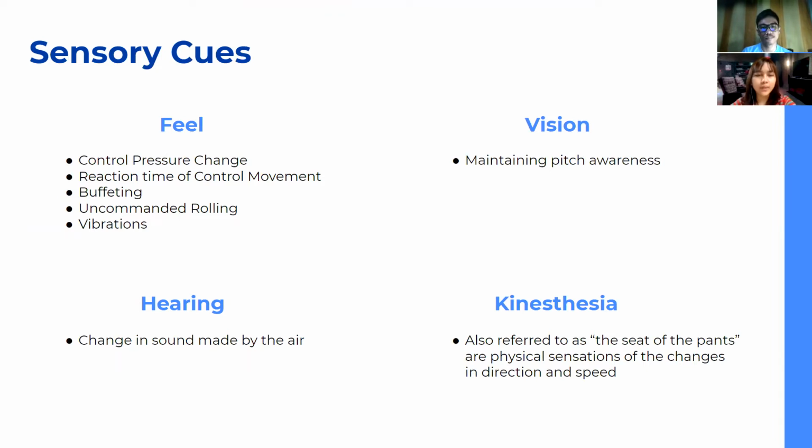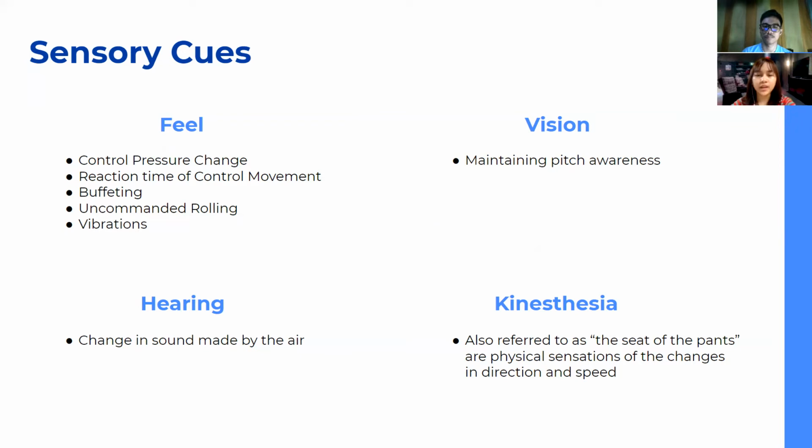When feeling, the pilot will feel control pressure change as the speed reduces. Consequently, the pilot must use larger control movements to get the desired airplane response. Furthermore, the aircraft's reaction time to control movement will also increase. From feeling, symptoms before stall occurs can be gathered that may include buffeting, uncommanded rolling, or vibrations.